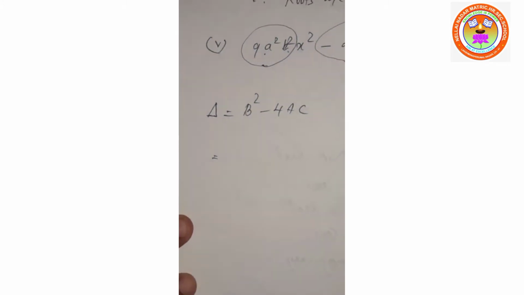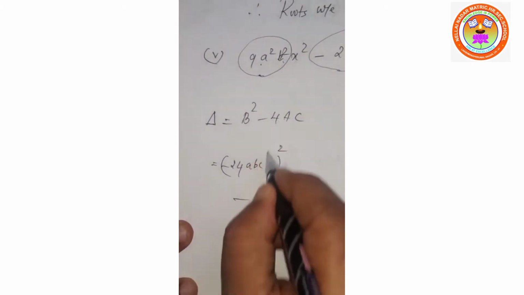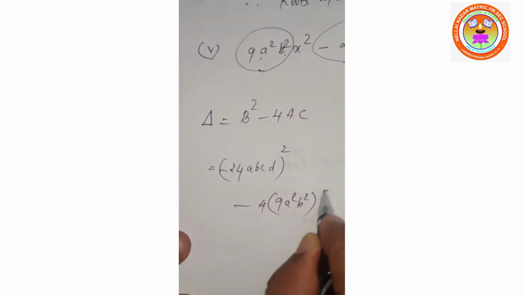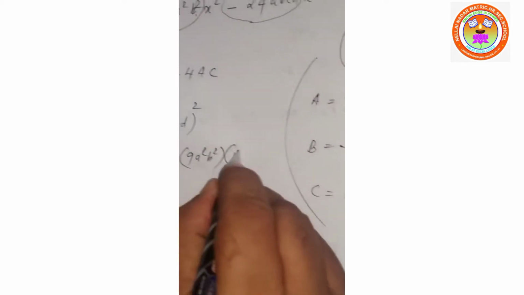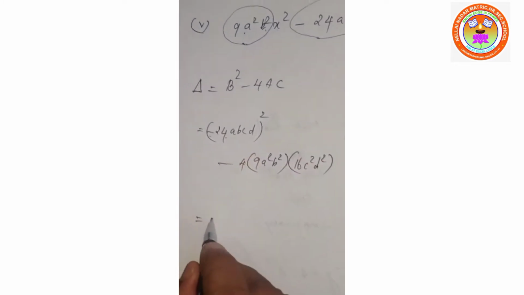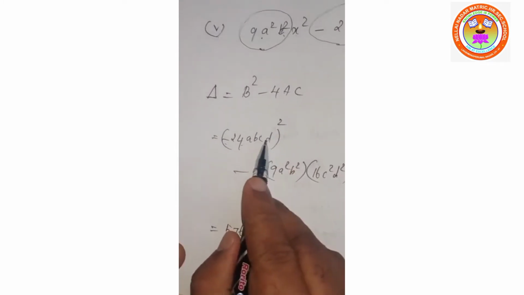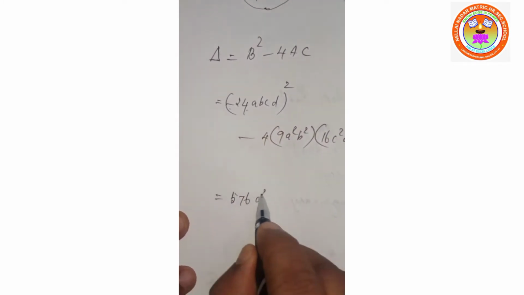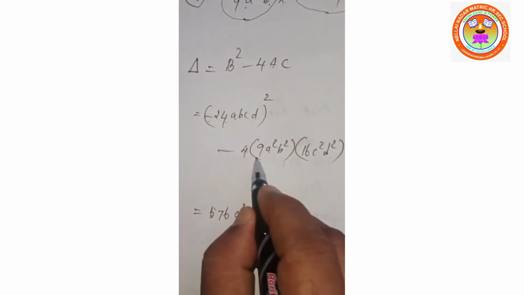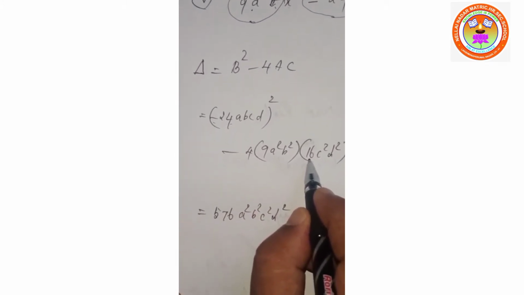Substitute b squared, that is minus 24abcd the whole square, minus 4 into A value that is 9a squared b squared into capital C value 16c squared d squared. Equals minus 24 squared, that is 576. 24 twenty-fours are 576, a squared b squared c squared d squared. Each and every one has to be squared. 4 nines are 36. 36 into 16, that is also 576.